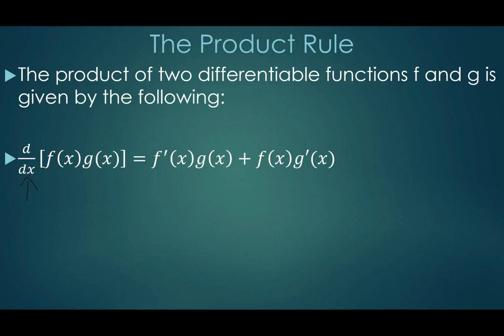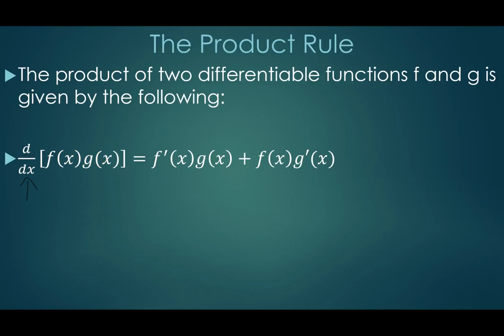So if I'm doing f of x times g of x, the product will work out as the derivative of the first, f prime of x, times g of x, plus f of x times the derivative of g of x. Since there's a plus sign, the order doesn't really matter. You could do g prime times f plus f prime times g, but just remember this particular pattern: derivative of the first times the second, plus the first times the derivative of the second.